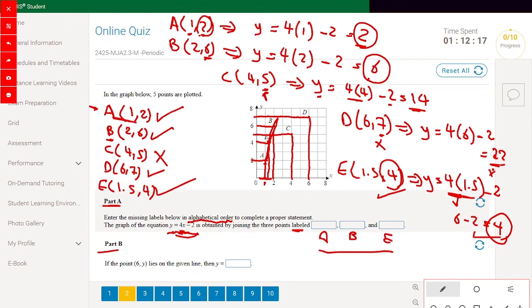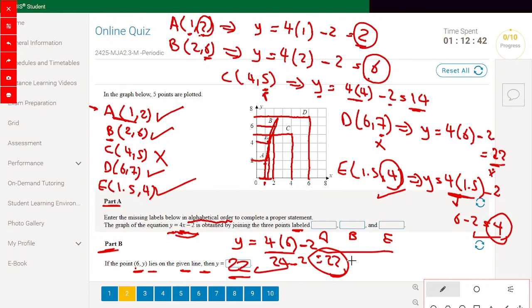Now part B. If the point (6, y) lies on a given line, then y equals what? So we'll substitute x with 6. So it will be 4 multiply 6 minus 2. So here 24 minus 2. So the answer will be 22. So y here will be 22.